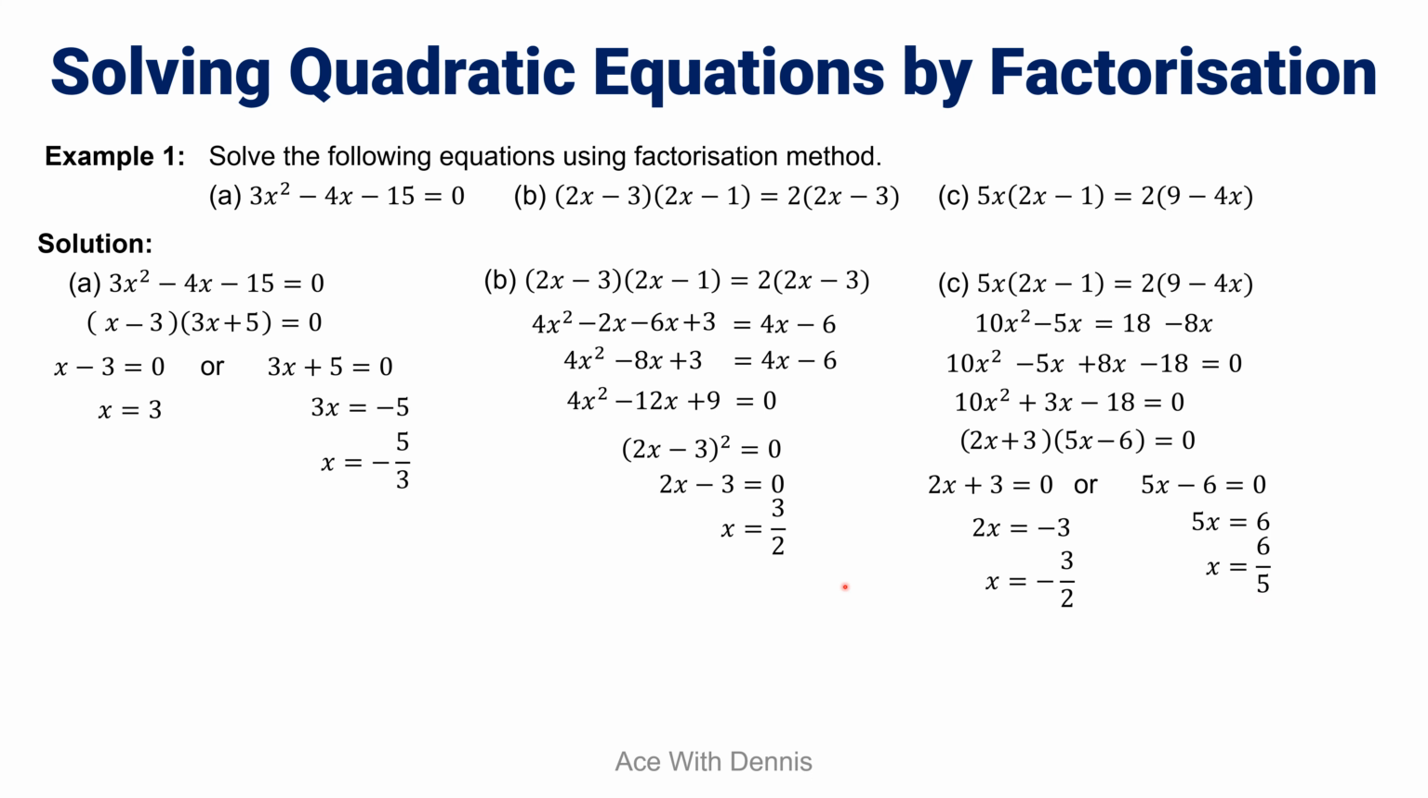Okay, as you can see from here, right, for A we have two answers, one answer for B, and two answers for C. So as I mentioned previously, you can also get one answer or two answers or no answer.